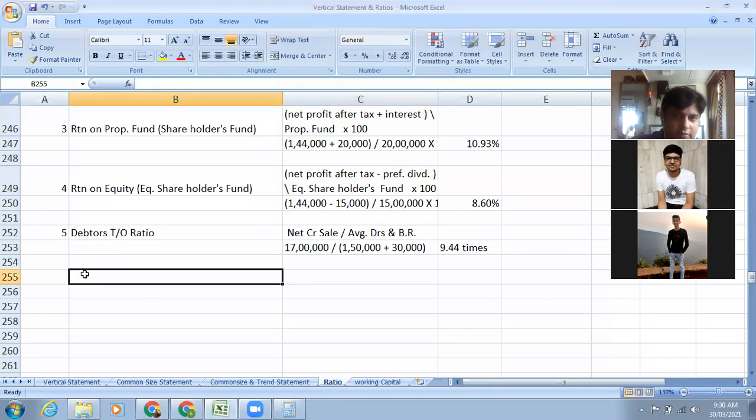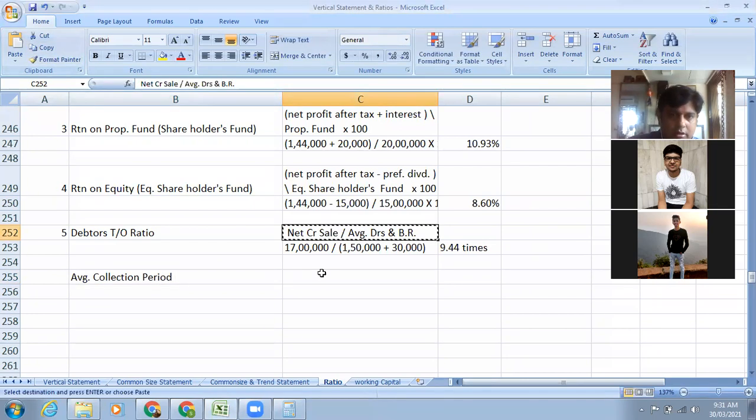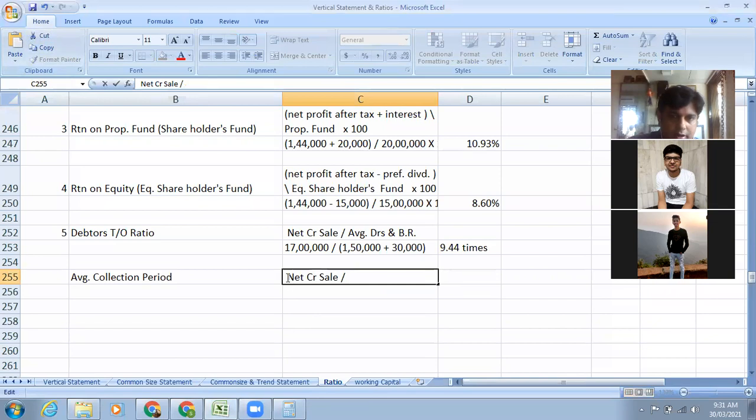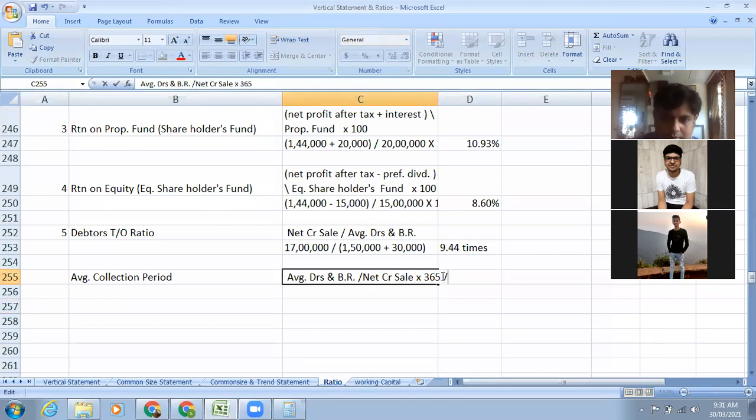The next one is very similar to that: average collection period. If we need the answer in days, it is multiplied by 365; if you want the answer in months, multiplied by 12. So I will teach you all three. In one question you will get everything.